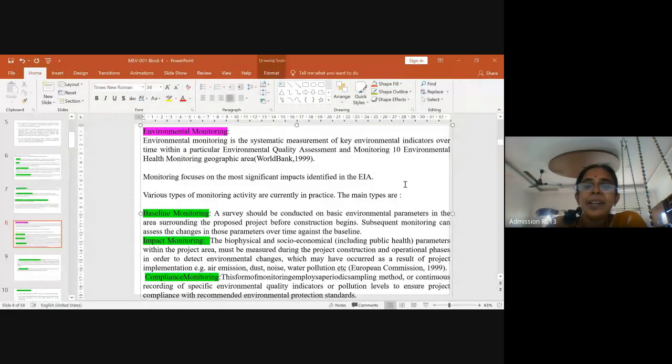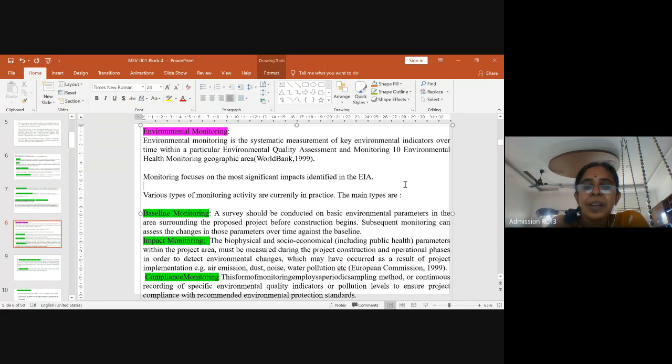Environmental monitoring is the measurement of environmental indicators over time within a particular environmental quality assessment and monitoring. Monitoring focuses on the most significant impacts identified in the environmental impact assessment. So you have three types of monitoring, namely baseline monitoring, impact monitoring, and compliance monitoring. So what is baseline monitoring?